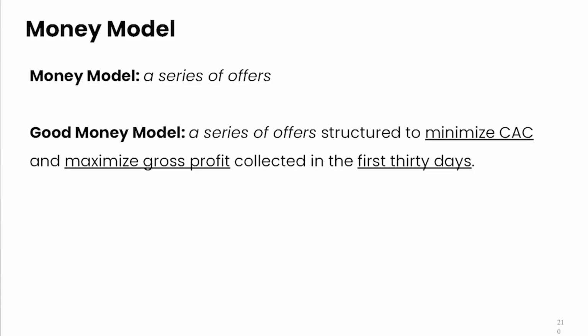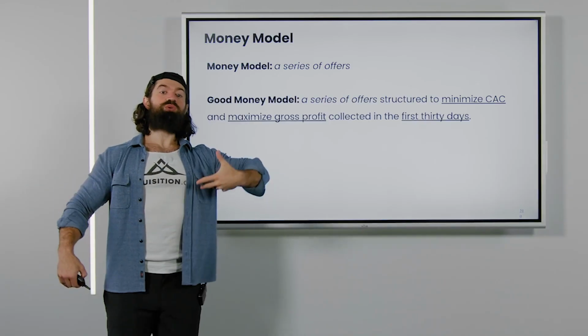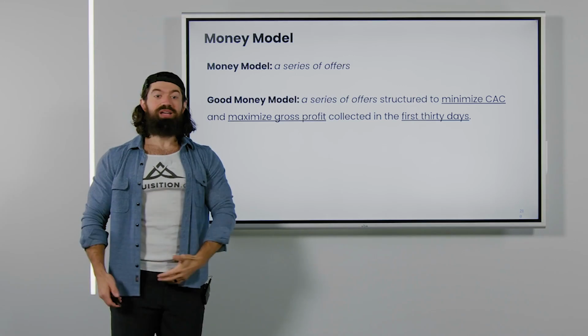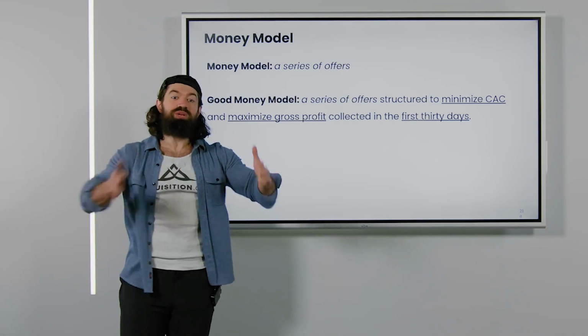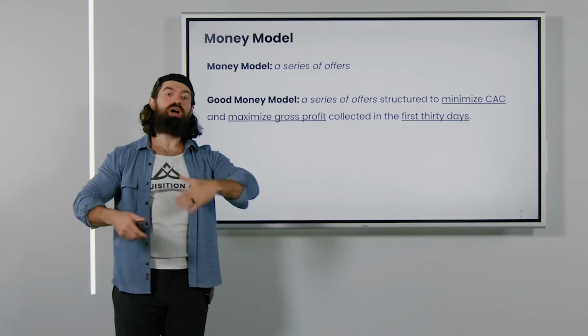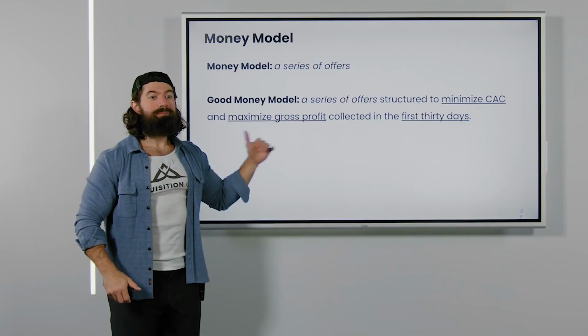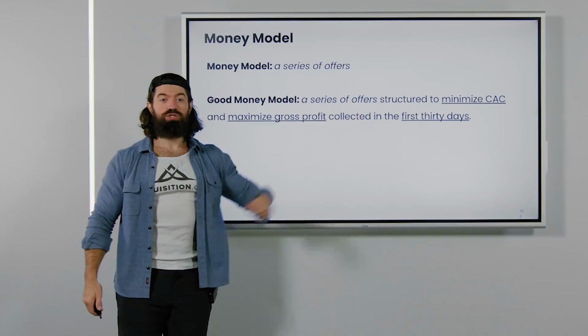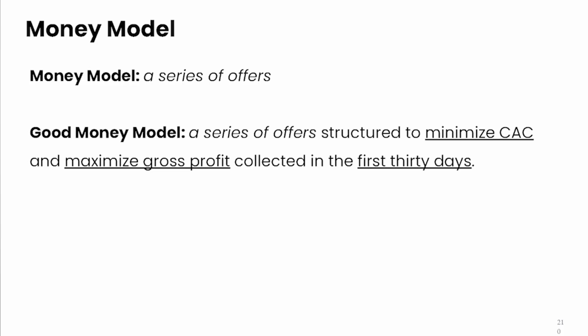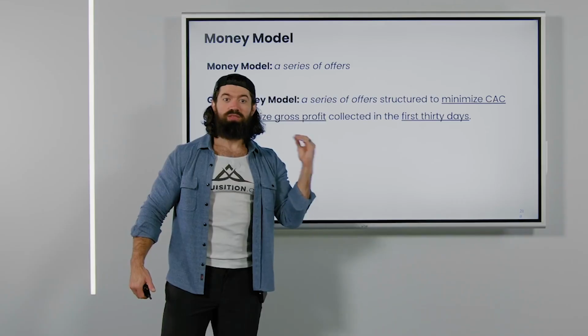So a money model is a series of offers. That's it. The reason I had to start with the offers book before talking about the money model book is that an offer is one unit. A money model is sequencing these things, putting them in a series of offers deliberately to maximize gross profit collected in the first 30 days. So I will say this all together. A money model is a series of offers. A good money model, which is the objective of this book or this training, is a series of offers structured to minimize CAC, how much it costs to get a customer, maximize gross profit, how much they pay you, collected in the first 30 days, how fast they pay you. That's the point.